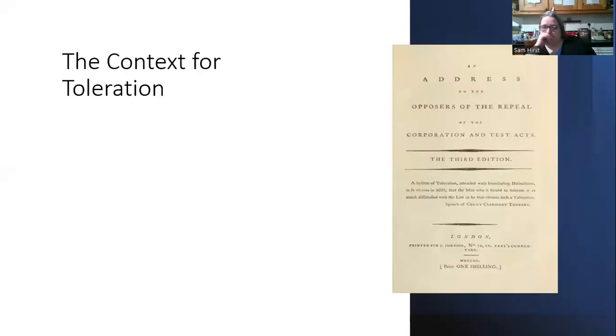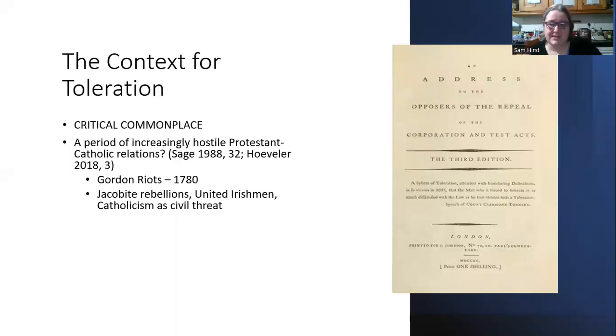So if we're going to look at toleration as a framework, we need to understand the context for toleration at the time. The critical commonplace in discussing this period in Gothic criticism and Gothic literature is the idea that this was a period of increasingly hostile Protestant-Catholic relations. We see this in the work of Sage and Heuveler. They point to the importance of the Gordon riots as an index of public opinion, but you might notice from the date why that could possibly be a problem.